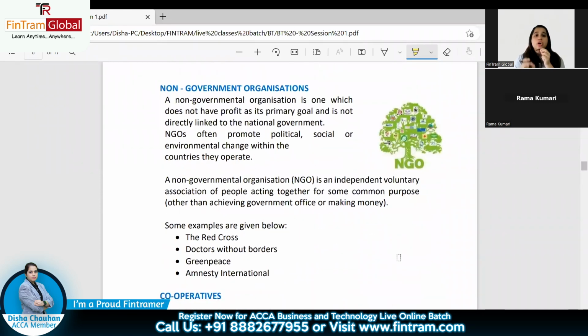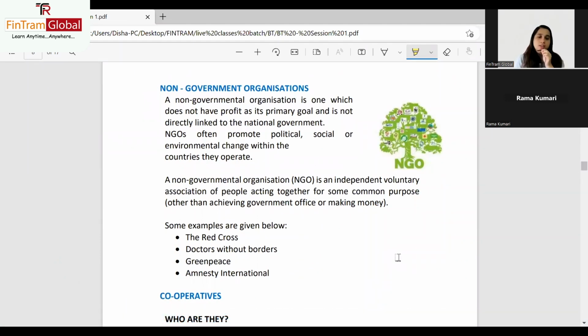Then we have our non-government organization, also known as an NGO, as we would have probably heard in the past. What is the primary goal of any NGO? Of course, the primary goal is definitely not to make profit, but to provide some sort of service for the betterment of society, right?